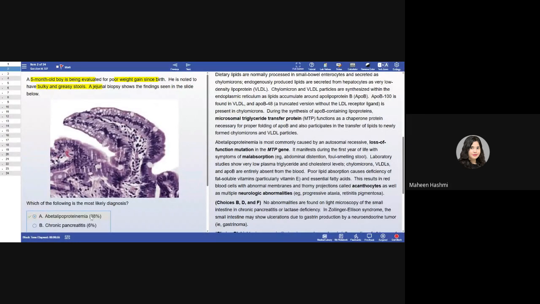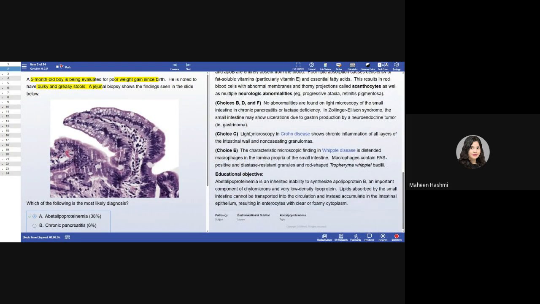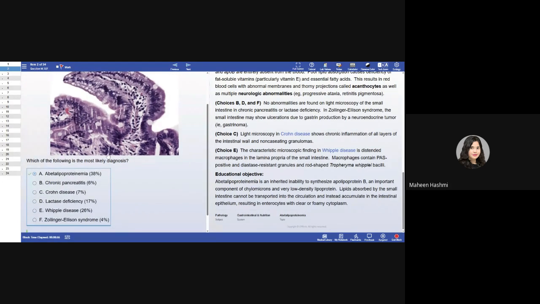We will teach you this in the biochemistry section, so it's okay if you do not know this as of now. But remember that usually, if there is a young boy presenting with bulky and greasy stools, that probably gives the abetalipoproteinemia diagnosis. Again, Crohn's disease occurs usually in later stages of life. It does not occur in infancy.